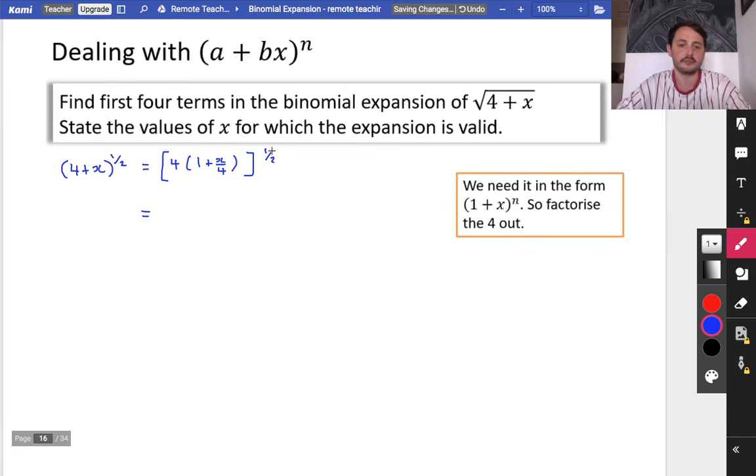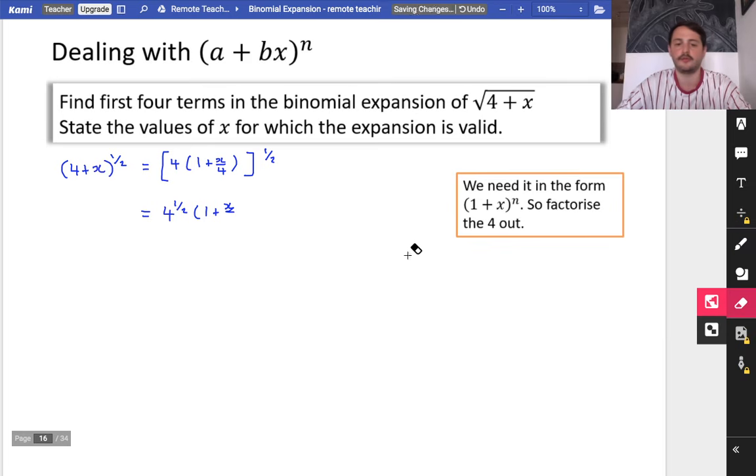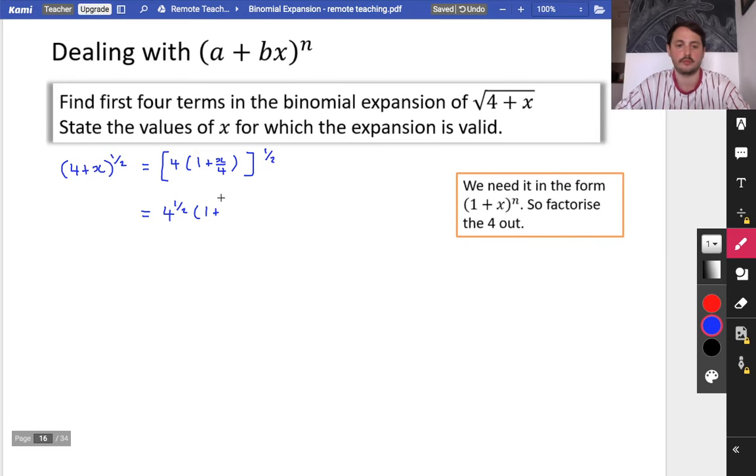And you're allowed to do that. Now, if you want to think about what the powers would be, you're doing both of these things to the power of a half. So this is the same as 4 to the power of a half, 1 plus x over 4 to the power of a half. You will eventually just know that if you pull out a number, you pull it out to the same power of the thing that you've got here. So what you've got outside the front is just 4 to the half, the square root of 4, which is just 2. And then you have 1 plus x over 4 to the half.